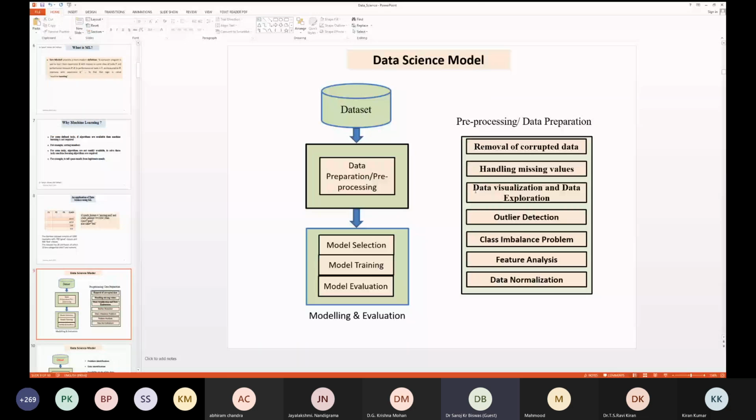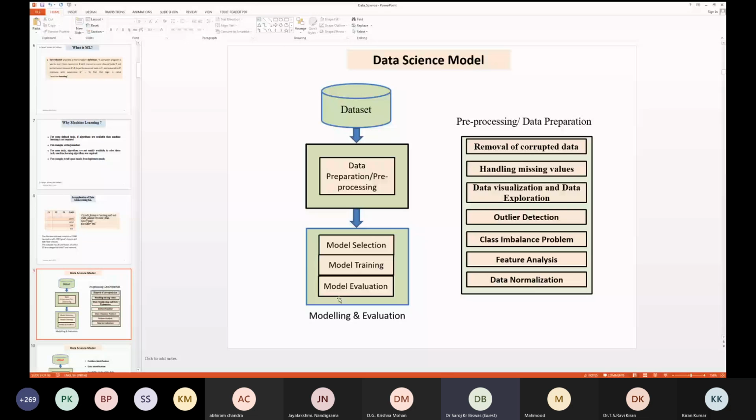I'm coming to discuss each and everything, starting with the data set. After the data set is available, we have to prepare the data. That's called data preparation or data pre-processing. When data pre-processing is done, we come to modeling and evaluation. In modeling and evaluation, we have these steps: model selection, model training, and model evaluation. Now the first, data preparation.